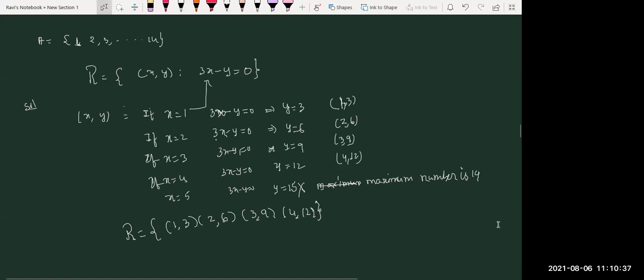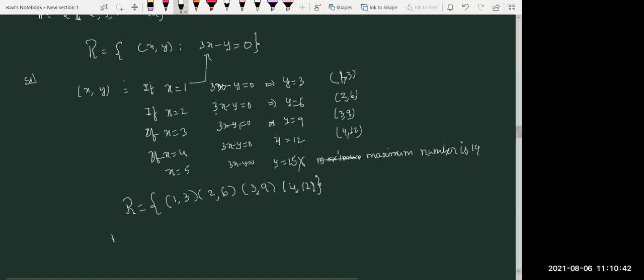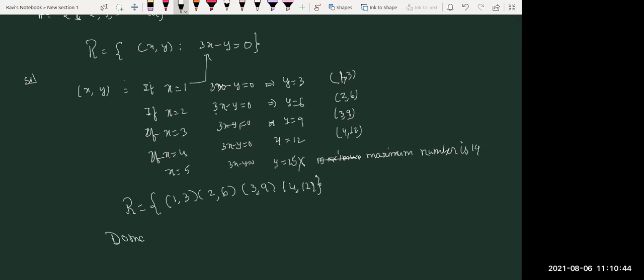Now it is very important to listen to all this. First I am finding the domain. Tell me what's the domain here? 1, 2, 3, 4. Range: 3, 6, 9, 12. Everyone, these two are clear.